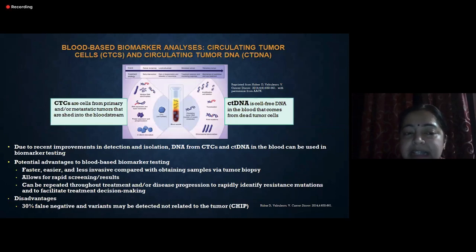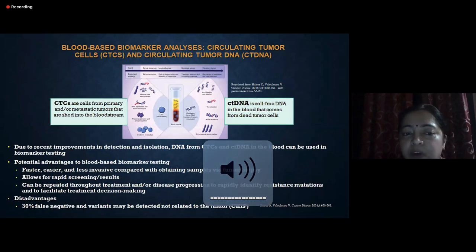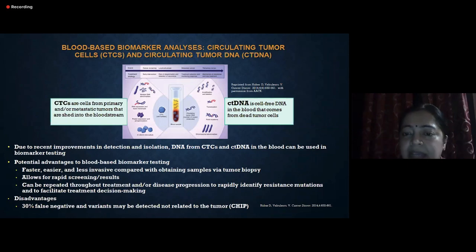Circulating tumor cells are the cells that we obtain from primary or metastatic tumor that are shed into the bloodstream. ctDNA is cell-free DNA that is in the blood that comes from the dead tumor cells. And with improvements in detection and isolation, this DNA from CTC or cell-free DNA has become a very important biomarker. The advantages are that it's faster, it's easier, the patient is compliant, it's less invasive, and it can be repeated at multiple time points when you're treating your patient, and it facilitates decision making. For example, getting T790M mutation now can be done on your liquid biopsy.